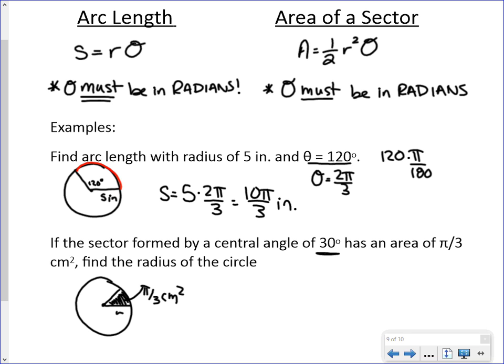Again, another problem here that is giving you an angle in degrees. 30 degrees is really how many radians? Pi over 6, right? The smaller of that. 60 is pi over 3. Okay, so that's my pi over 6, and then really I can just plug those things into the formula for area. So I know that the area is pi over 3. That's equal to 1/2 times r squared times pi over 6.